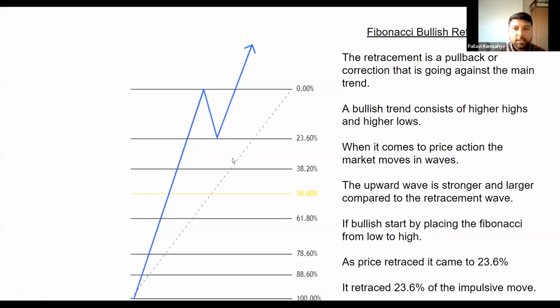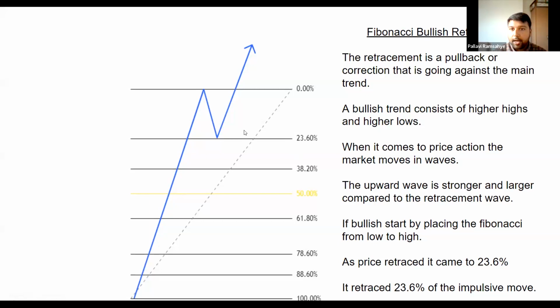So as you can see here, this upward wave is stronger than the retracement itself, okay? If the trend is bullish, again, we start by placing the tool from the low to the high, okay? And as price retraced in this particular example, it retraced to 23.6%, okay? Just to explain how that works, this impulsive move right here is 100%, right? The retracement is 23.6% of this impulsive move upward.